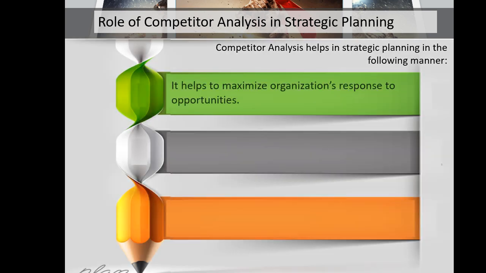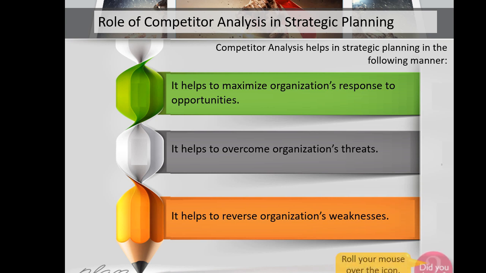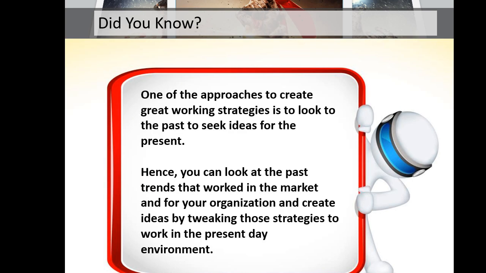So next, it helps to build organization strength. It helps to maximize organization's response to opportunity. It helps to overcome organization's threats. So here, what is it talking about? It's talking about SWOT analysis. For those that are just hearing for the first time, strengths, weakness, opportunity, and threats. So SWOT analysis. With a good SWOT analysis, you have finished everything concerning a competitor analysis.